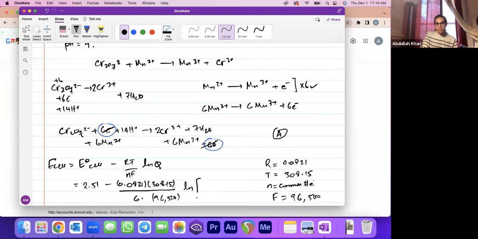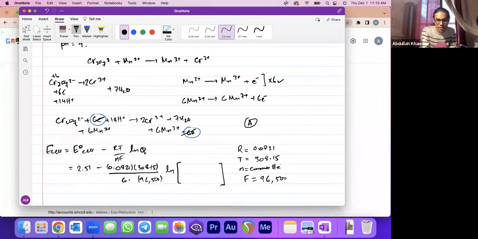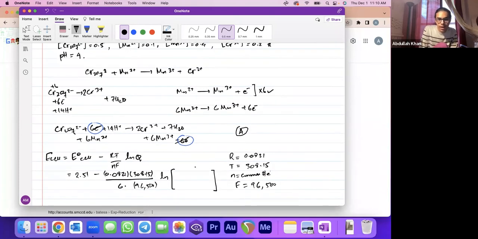Ln of Q is our old friend from the equilibrium chapter. Reaction quotient. Remember, products over reactants? Products over reactants and coefficients become powers. Yes, it's coming back. Okay, so it's a fraction. Products go on top, reactants go on the bottom, and only the aqueous ones go in here. This is aqueous. All the ions are always aqueous.